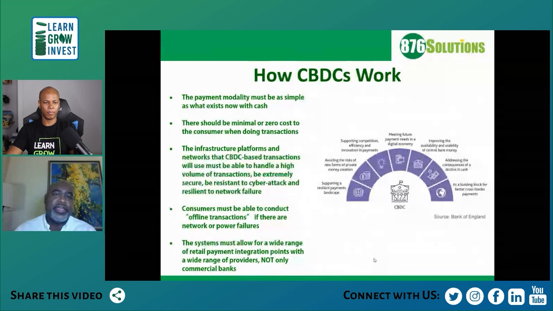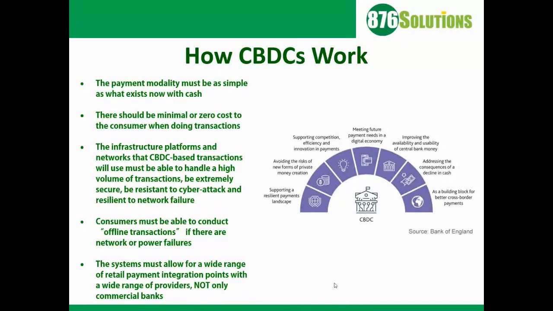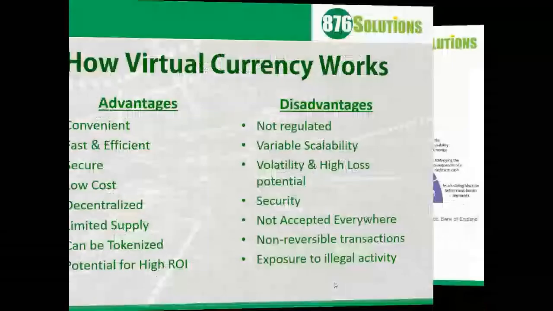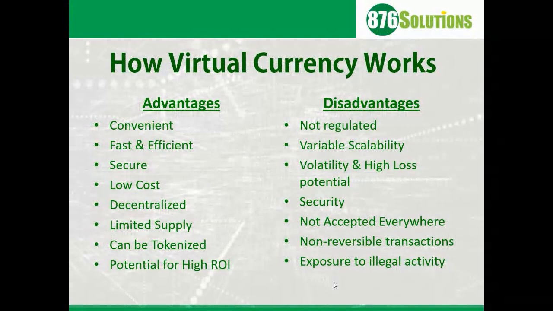So I'm saying here, the payment modality for CBDCs must be very simple. It must be low cost. It must have robust infrastructure. You must be able to use them even when you're doing what you call offline transactions, or transactions that are not over the network. So the times when the card machine is not working, it's not an option, and it must be acceptable across a whole bunch of different goods and services suppliers, right? Virtual currencies, again, very, very similar, but again, you have some slight differences between the virtual currencies and the central bank digital currencies.